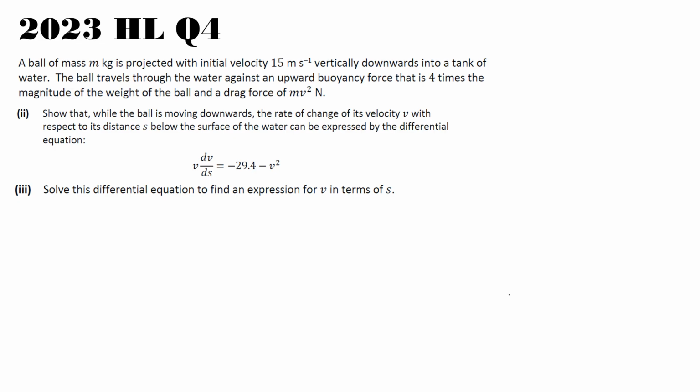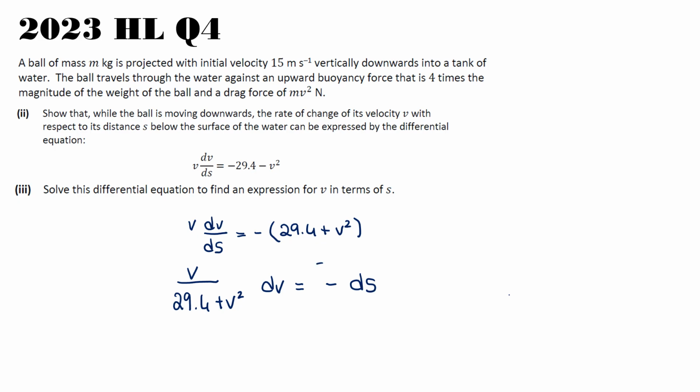Doesn't really matter. So for us, I'm going to keep my dv/ds. I'm going to pull out that minus, and bring that whole bracket underneath the line on the left hand side. So we have 29.4 plus v squared dv, and then I have a minus ds, and we're going to integrate both sides. Now, s is our displacement.